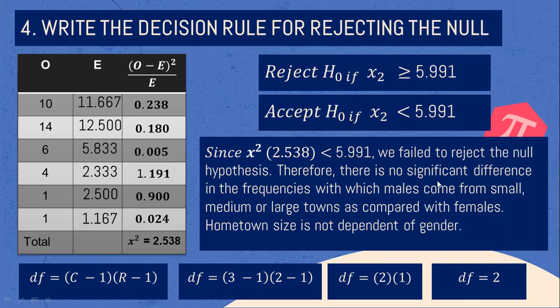Therefore, there is no significant difference in the frequencies with which males come from small, medium, or large towns as compared with females. That means hometown size is not dependent on gender. That is how we reject and accept the null. That is how we make the decision rule for rejecting the null. I hope you understood the process in solving for the chi-square of two variables.